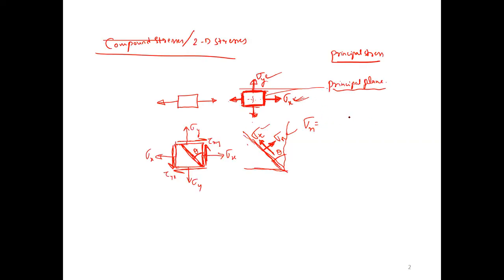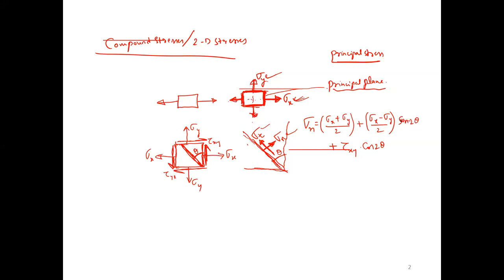Sigma n equals (sigma x plus sigma y) by 2, plus (sigma x minus sigma y) by 2 into sine 2 theta, plus tau xy cos 2 theta. Okay, so you have to remember this equation. Sigma n equals sigma x.